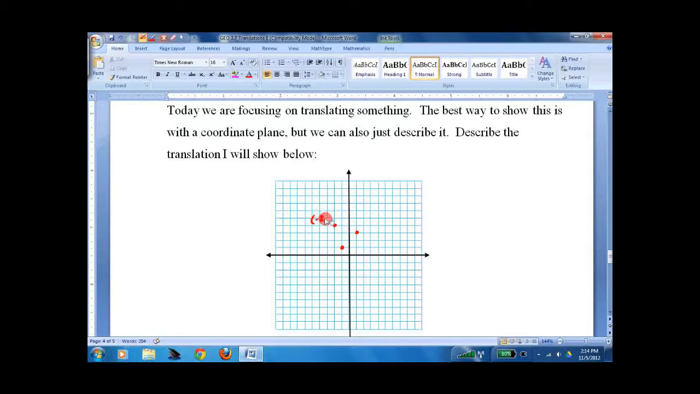This is the point -2, 4. This is the point -1, 1. This is the point 1, 3. We have a shape, looks like this. And let's translate it. Let's translate it over 5: 1, 2, 3, 4, 5, and up 2: 1, 2.